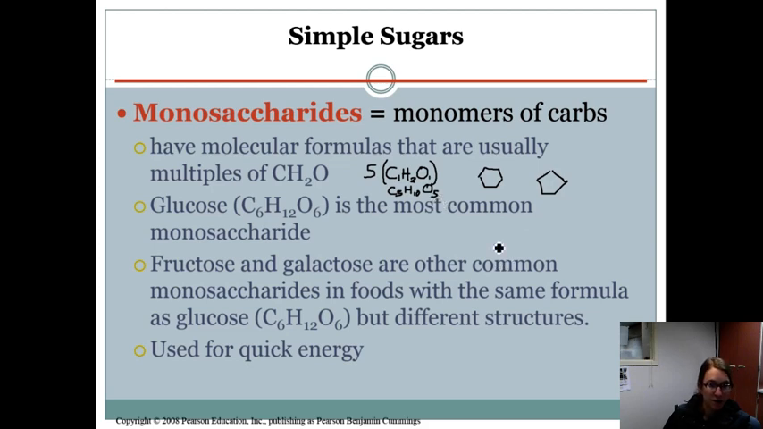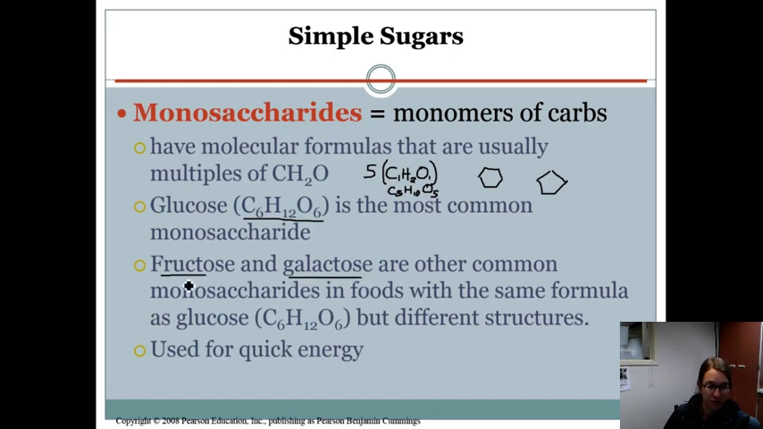The most common monosaccharide multiplies this by 6, and that's called glucose. It's C6H12O6. When people talk about your blood sugar, glucose is the main one that's in there. The other 2 monosaccharides that you get from a lot of your food are fructose and galactose. And they come from different kinds of food.